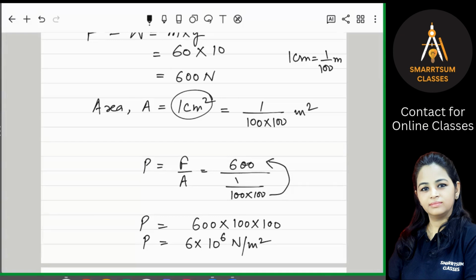And what will happen to the pressure? Will it increase or decrease? Can you tell me? What will happen to the pressure if the area is increased?